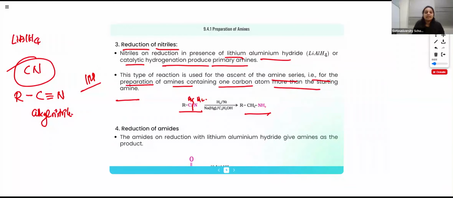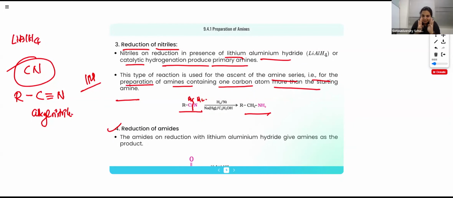Don't be confused about whether the mechanism will be asked. If the mechanism is there in your NCERT textbook, sometimes they may ask in the board exam question paper. If there is no mechanism, they won't tell you to create the mechanism. They won't tell you to write the mechanism from your imagination. No, they won't ask like that. So whatever the reaction which has the mechanism, study that well.